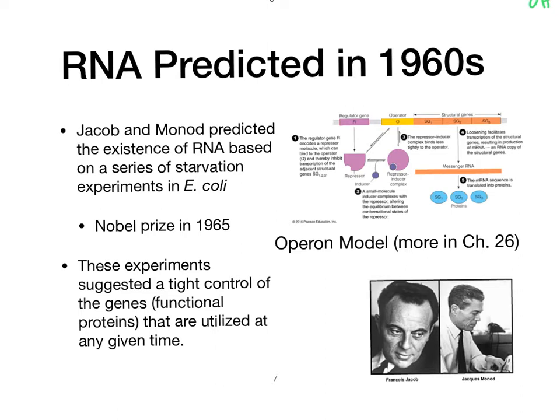We're going to talk more about the operon model in chapter 26, but in this paper in the 1960s, this is really the first time that people predict that between DNA and proteins, there is a transient molecule. They don't quite know what it does, but they were able to say there has to be a control.